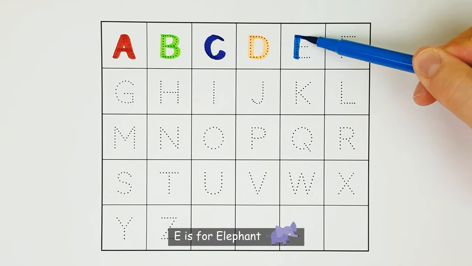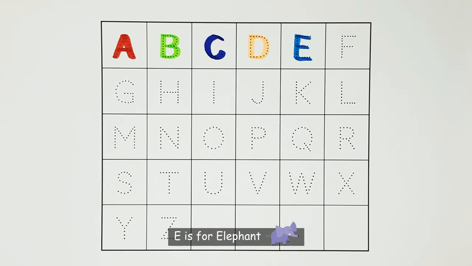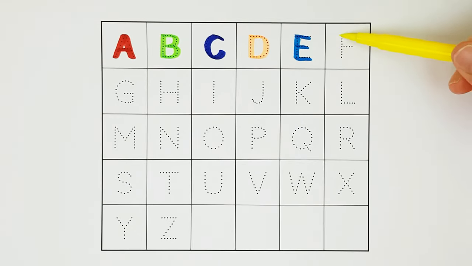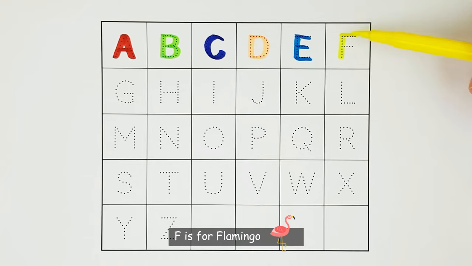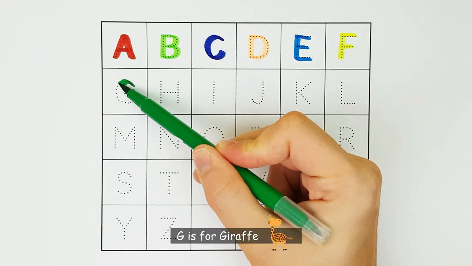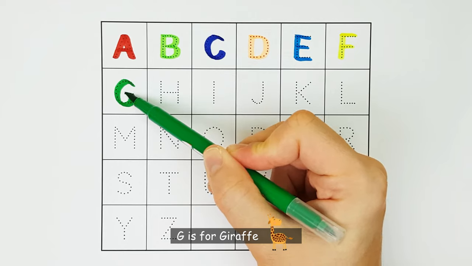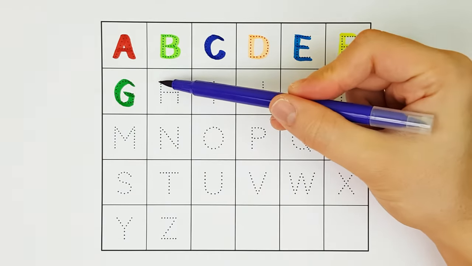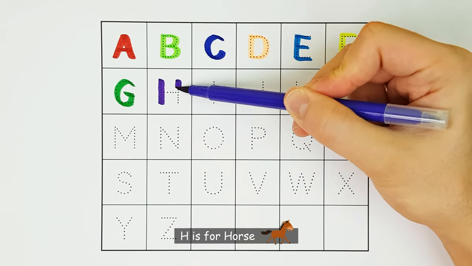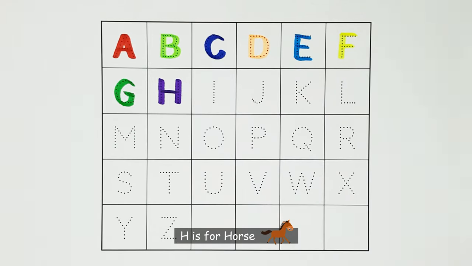E. E is for elephant. F. F is for flamingo. G. G is for giraffe. H. H is for horse.